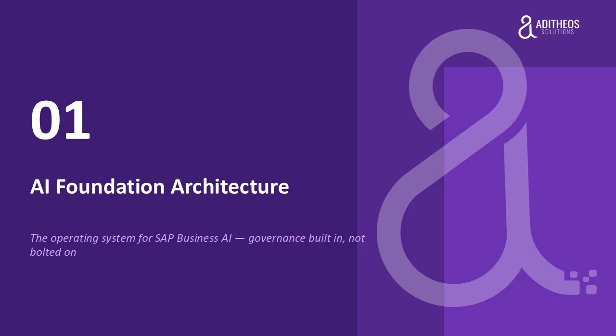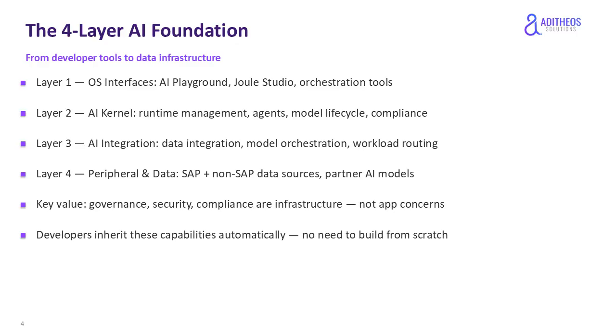Think of the AI Foundation as the operating system for SAP Business AI. The architecture is structured into 4 layers. Layer 1, the OS interfaces layer. This is the developer-facing entry point. It includes the AI Playground, Joule Studio, and orchestration tools for building, testing, and managing AI capabilities.